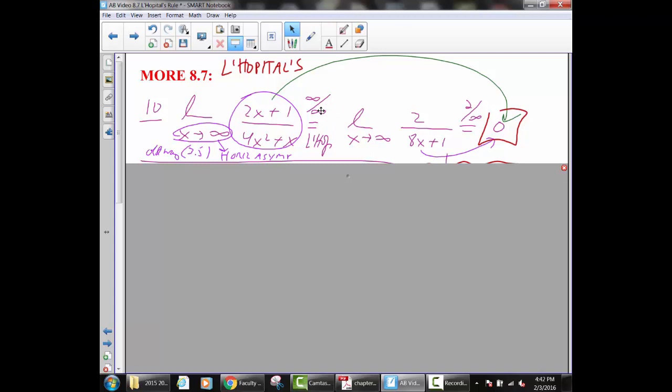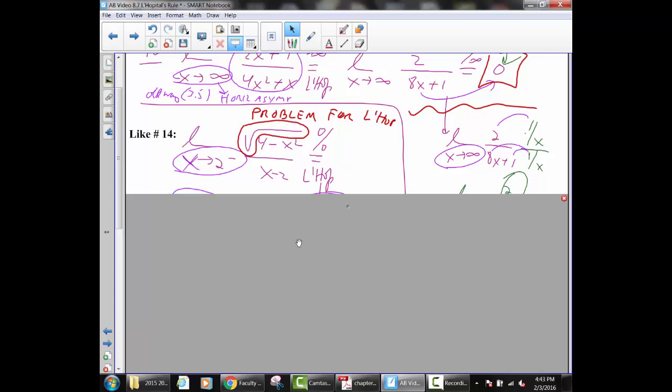Take the derivative of the numerator, you get 2. Take the derivative of the denominator, you get 8x plus 1. Now when you plug in infinity, you'll have 2 over infinity, which of course is 0. Now, we already knew that was going to be 0 because this is a rational function. This is the end behavior, and it does have a horizontal asymptote of 0 because the degree of the top is less than the degree of the bottom.